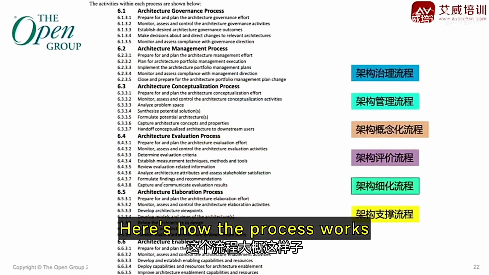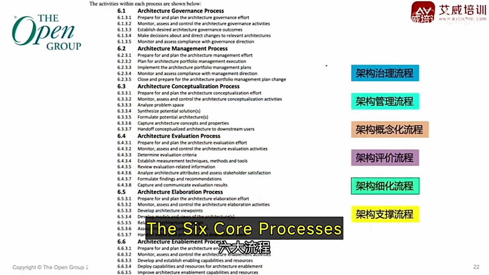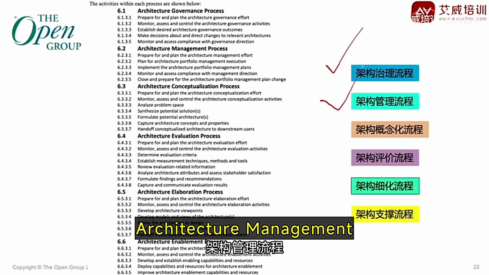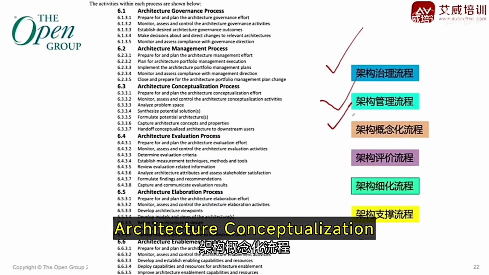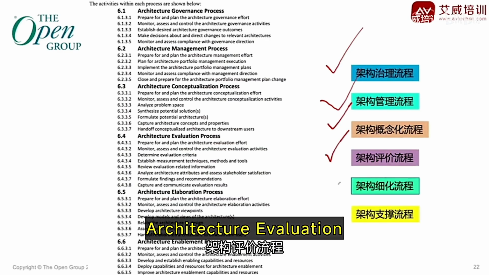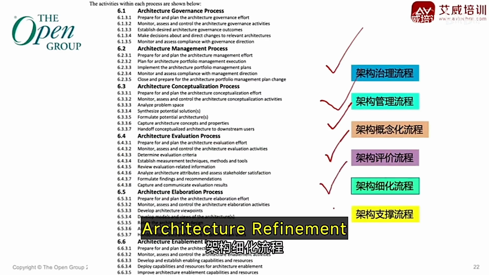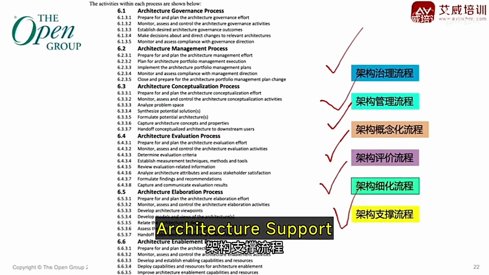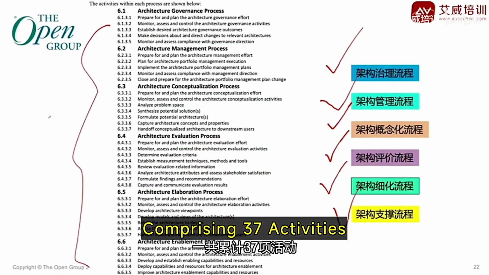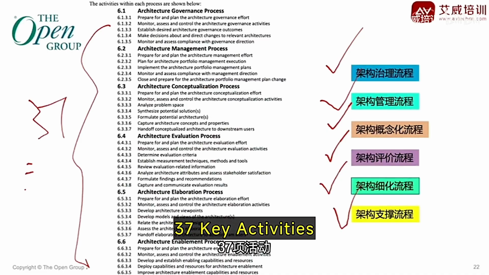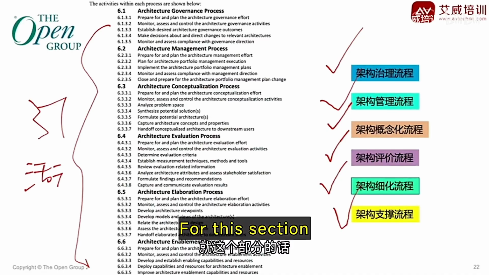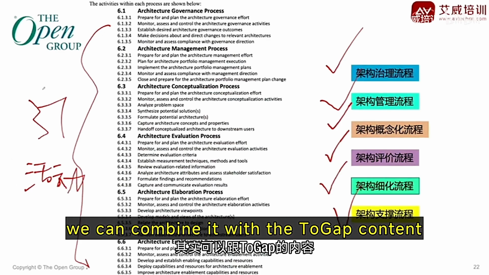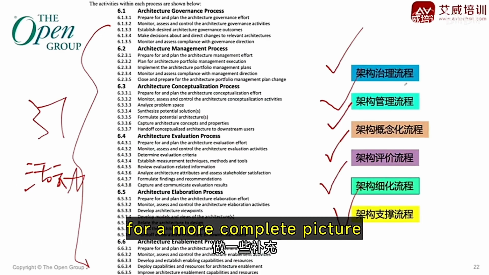Here's how the process works. The 6 core processes: architecture governance, architecture management, architecture conceptualization, architecture evaluation, architecture refinement, architecture support, comprising 37 key activities. For this section, we can combine it with the TOGAF content for a more complete picture. Which works better?